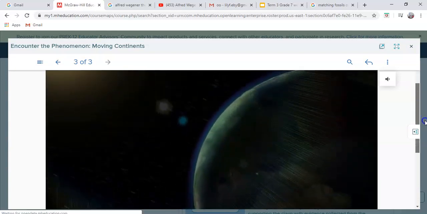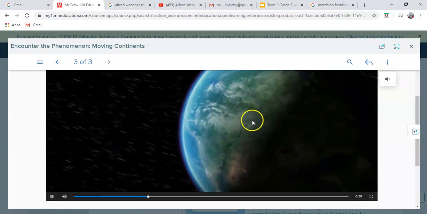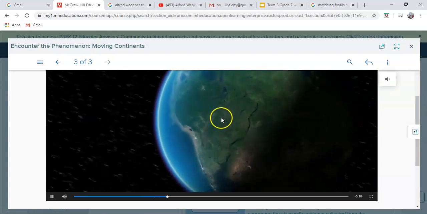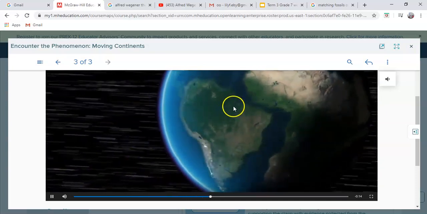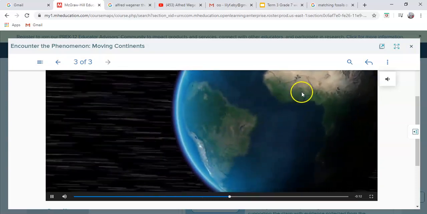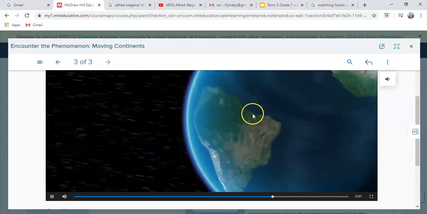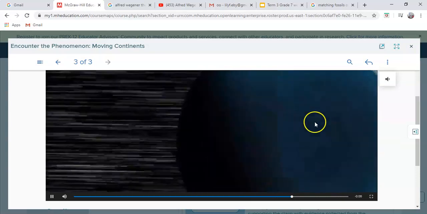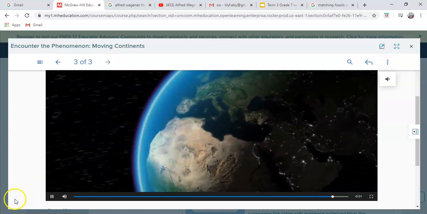Let's see. It's just showing us the Earth as a globe moving, and now you see this is the South America plate. Now it starts to slide, you see, and it moved away from Africa. Before they were combined together in Pangaea, so after millions of years, it slid away. So this is what we have here. Quickly, let's go to the next page.